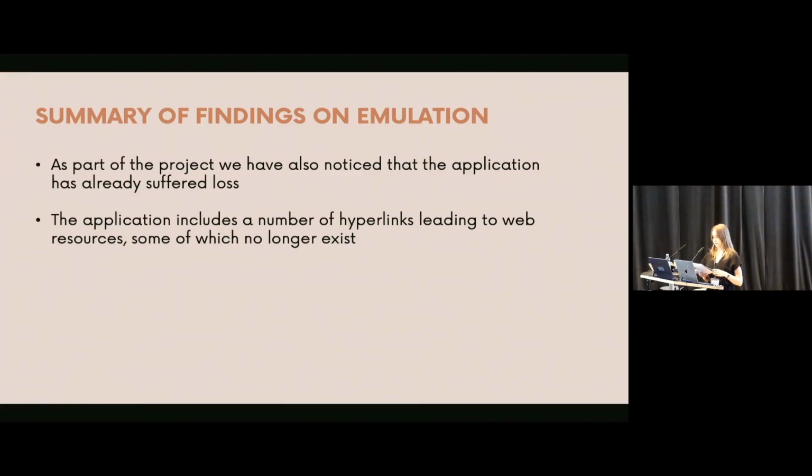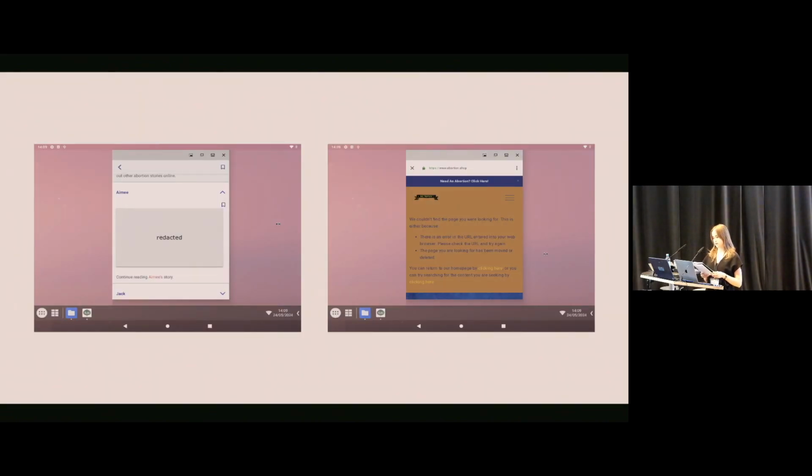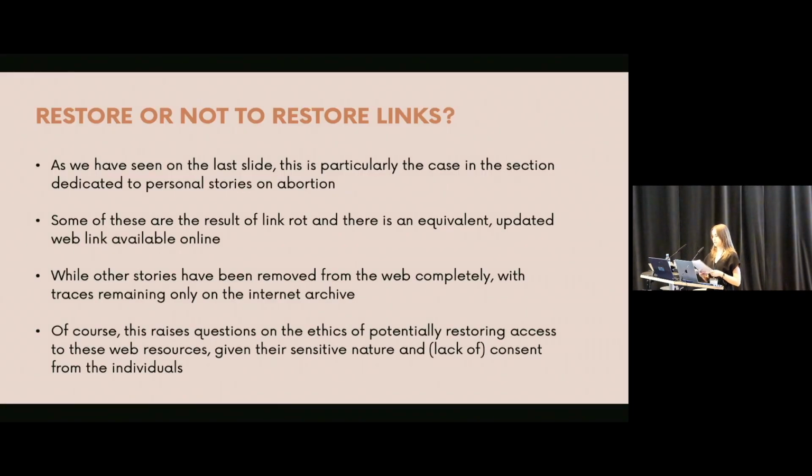As part of this project, we have also noticed that the app has already suffered loss despite being collected last year. So the application contains a number of hyperlinks leading to web resources, some of which no longer exist. This is particularly the case in a section in the app dedicated to personal stories on abortion. The app has a snippet of a story that you can continue reading by clicking on the link, and as you can see in those screen grabs, not all of these links are live. After doing some investigation, I found that some of these links are the result of link rot, and there is an equivalent updated web link available online. But in other cases, the stories have been removed from the web completely, and I could only find traces of these web pages on the Internet Archive.